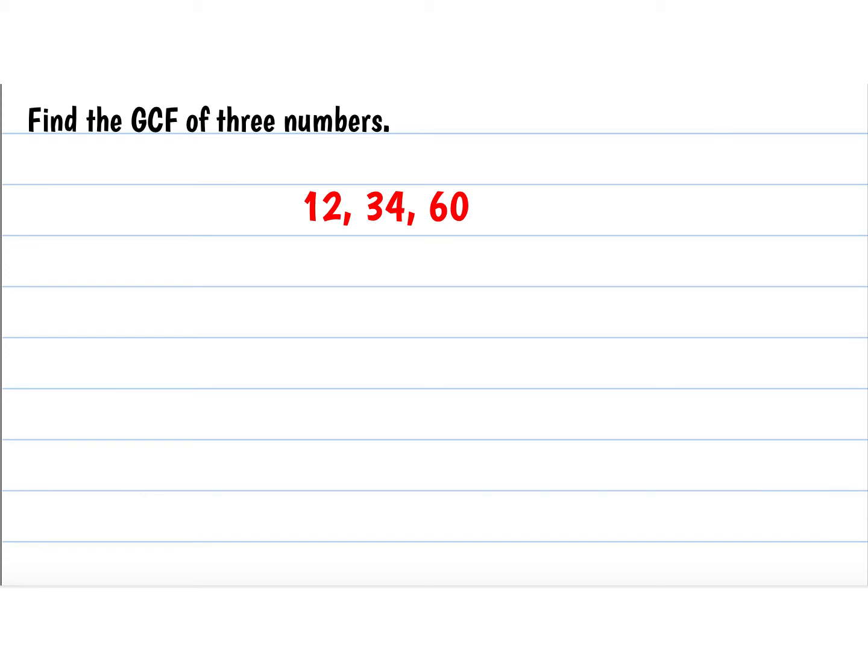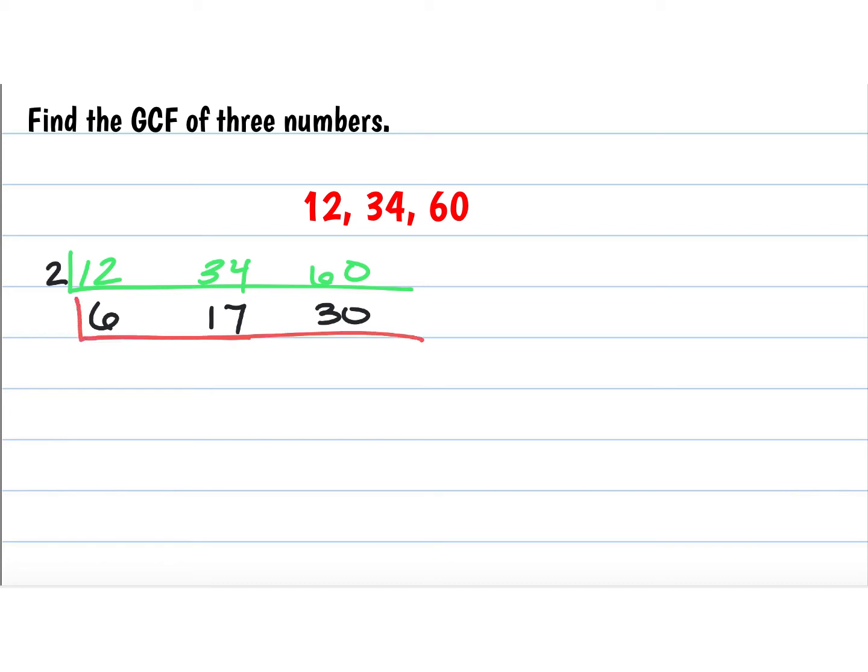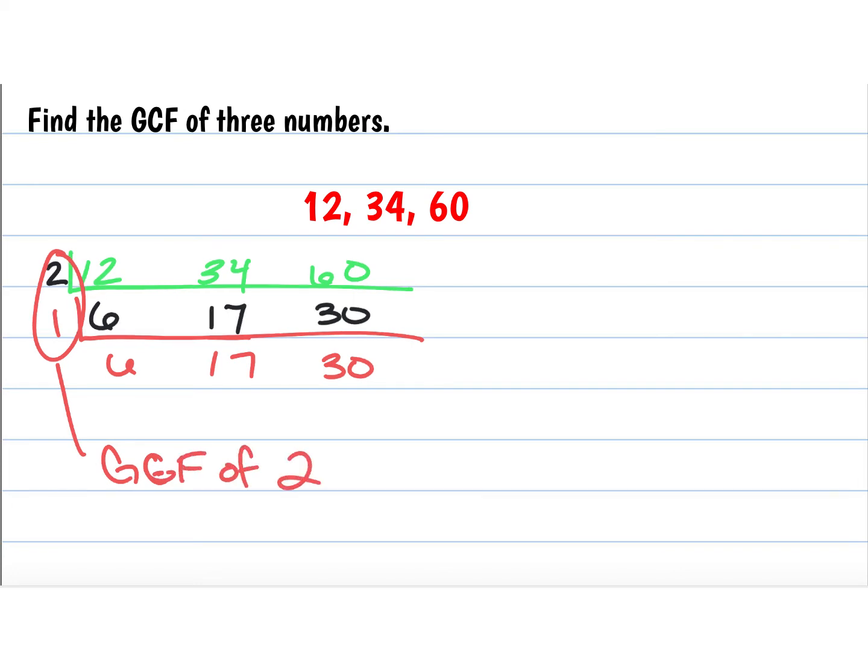So what I might try is, I'll try 2 methods just to show you. So 12, 34, and 60. I'll try the cake method to start. What I notice is that they're all even. So what I might start with is dividing by 2, a common factor. And I get 6, 17, and 30. Noticing again that I have that prime number of 17. Knowing that, if 17 isn't a factor of the other ones, then the only factor they share is 1, therefore leaving me with a greatest common factor of 2.